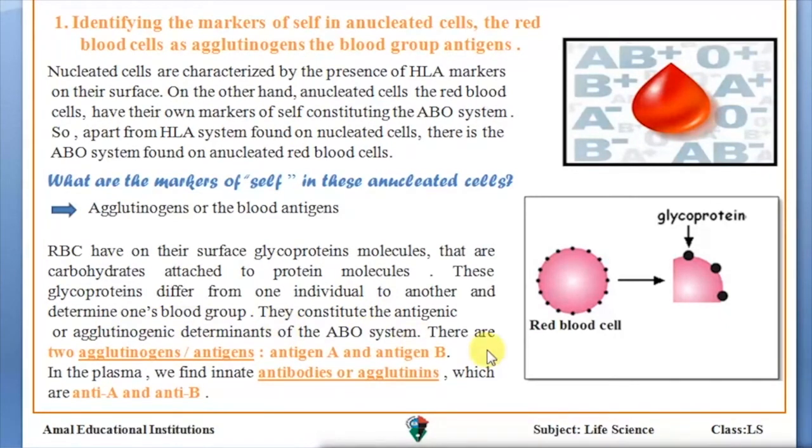What are the two different antigens or agglutinogens? They are antigen A and antigen B. What are the blood antibodies or agglutinin? They are anti-A and anti-B. The antibodies are found in the plasma and they are innate. Innate means that they are inborn, found at birth.